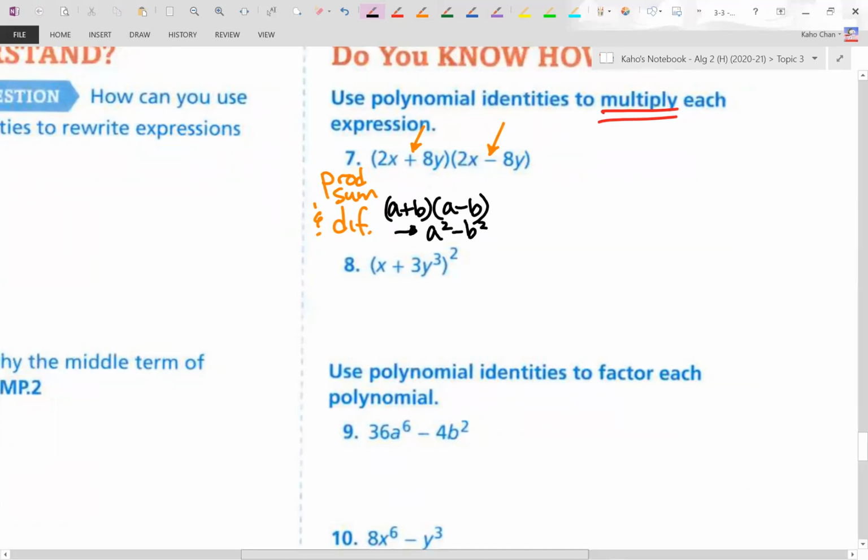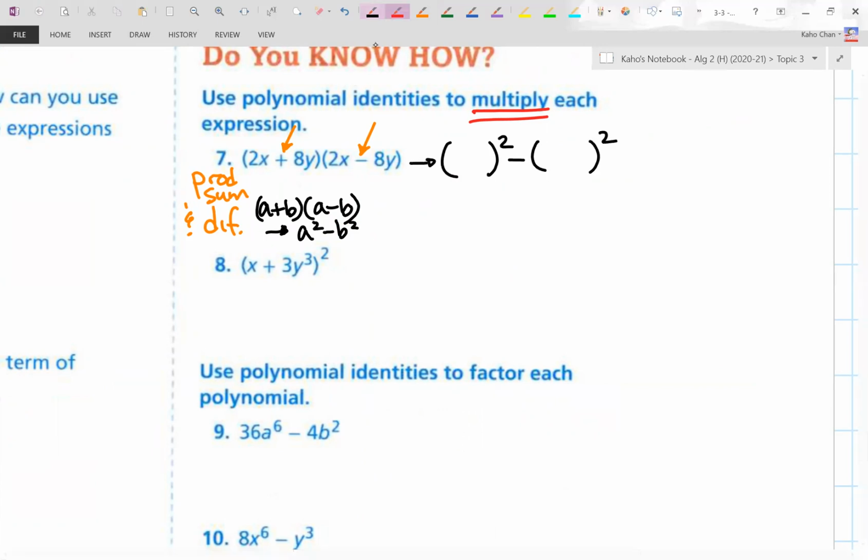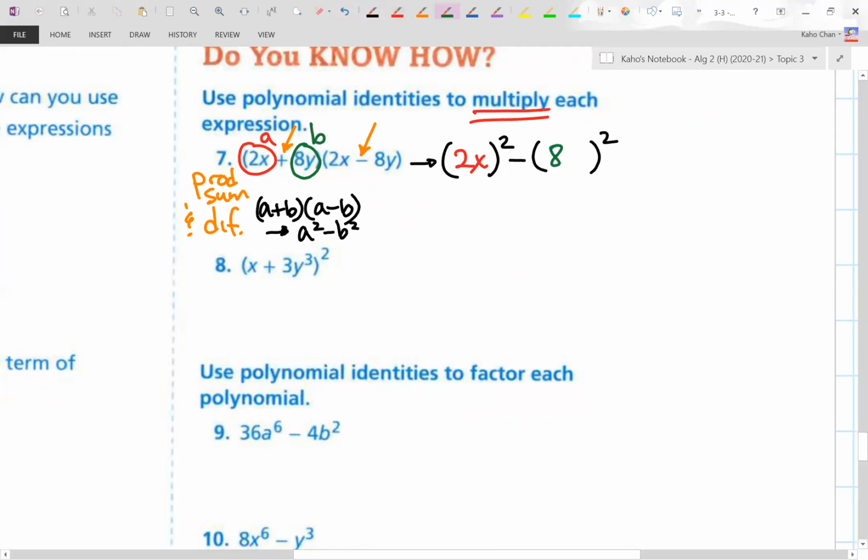So I need to get that over here ready for a squared minus b squared. A is 2x. B is 8y. And then you clean that up and you're done.